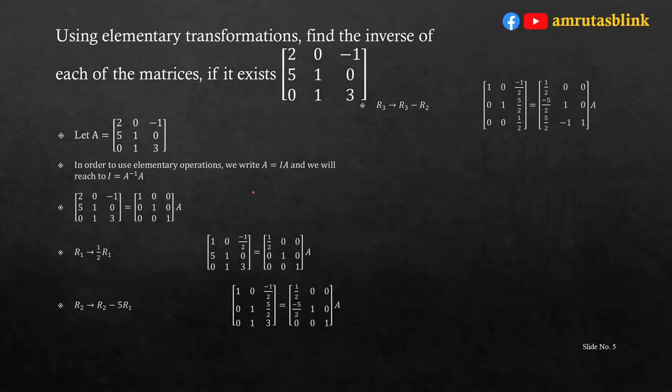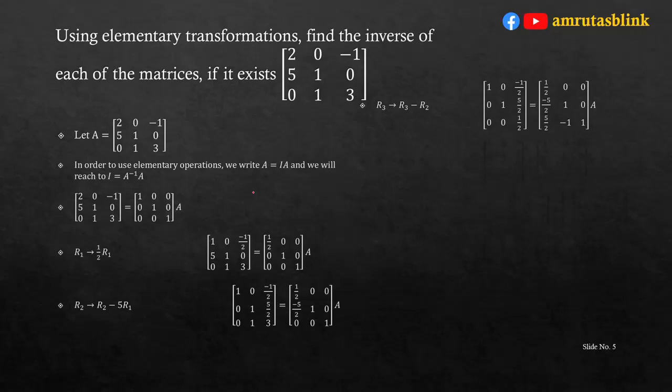On the right hand side, 1 by 2, 0, 0 as it is. The second row is minus 5 by 2, 1 and 0 as it is. And in the third row, first column, 0 minus minus 5 by 2 will become plus 5 by 2.